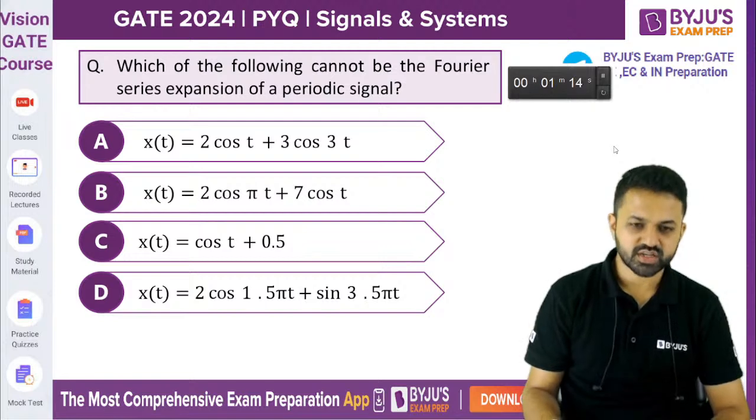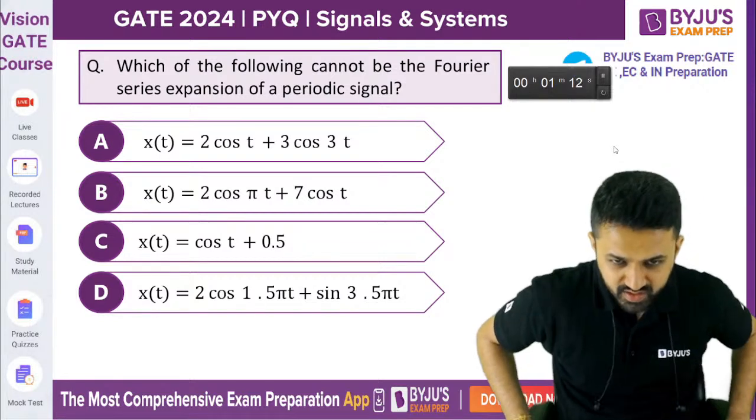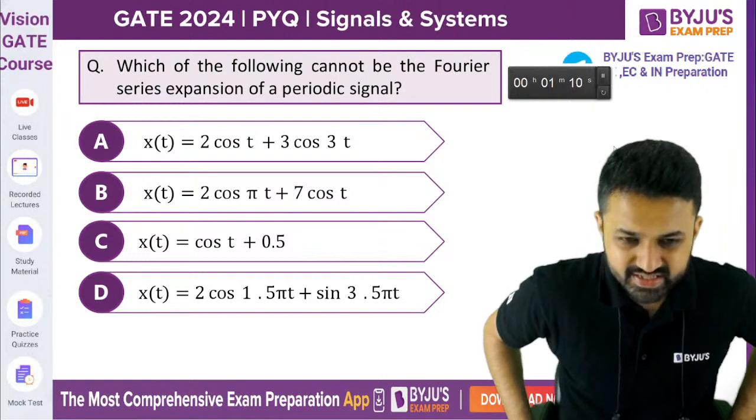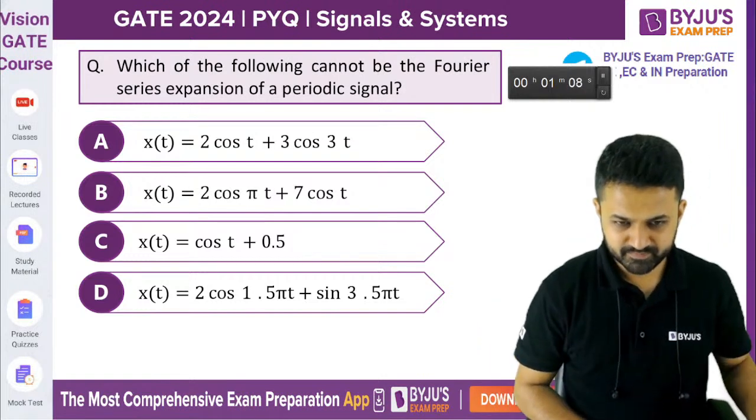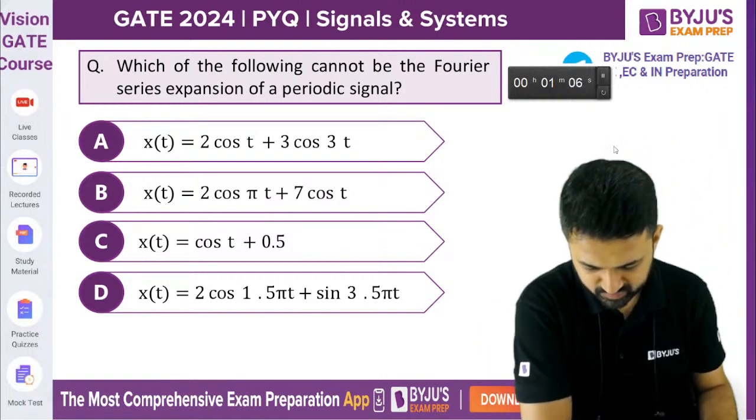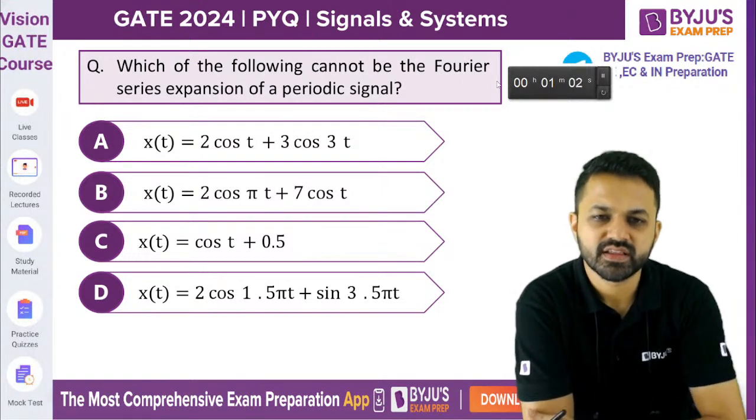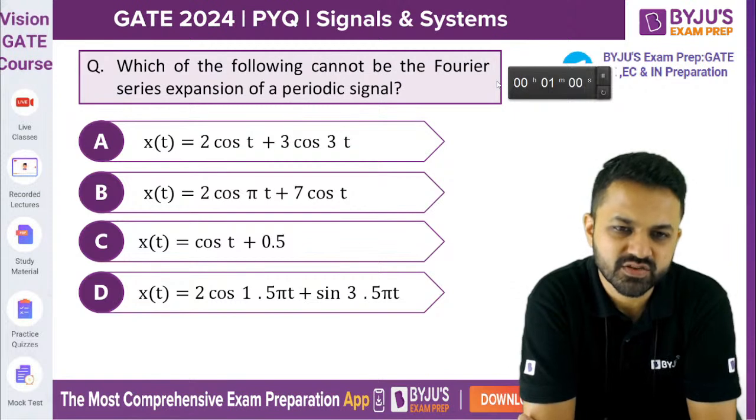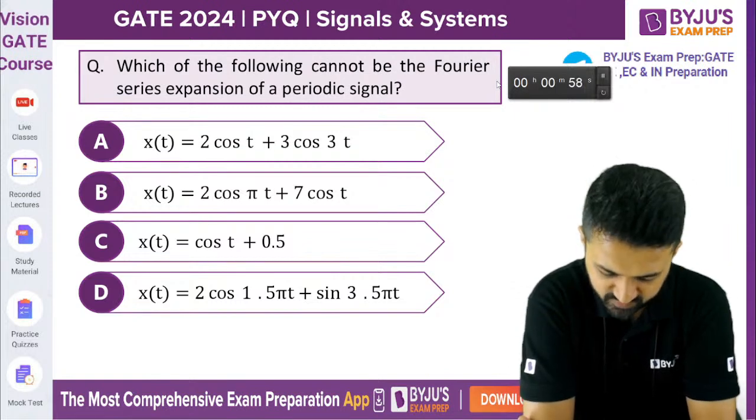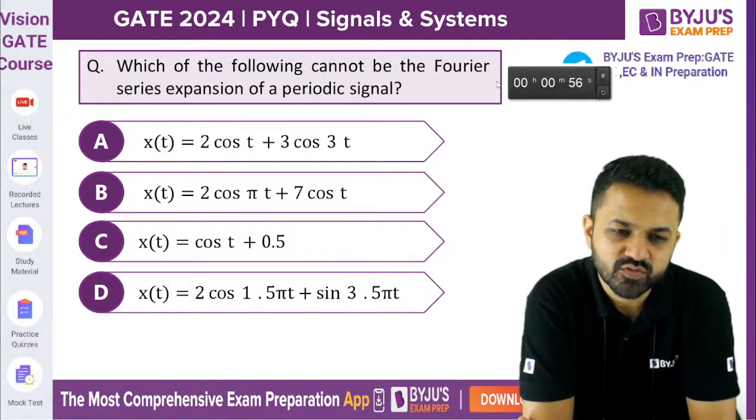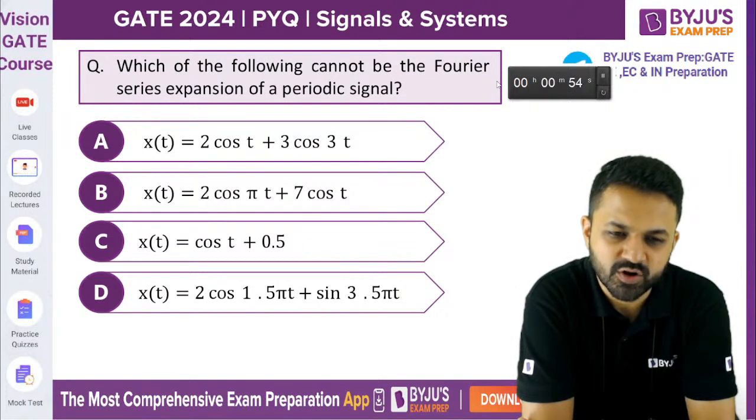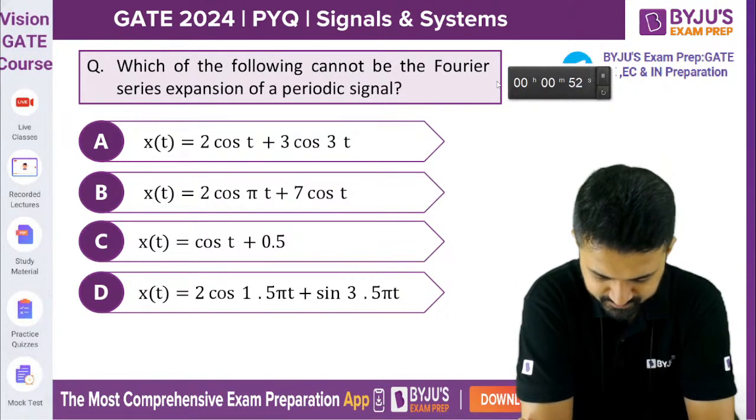Venkatesh Joshi has got the answer as B. Why is the answer B? Can you tell me? We can calculate the Fourier series expansion for a periodic signal. So first of all, we have to find out of these four options which one is periodic and which one is not.